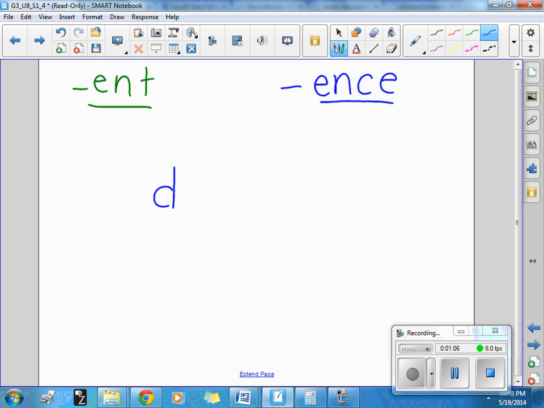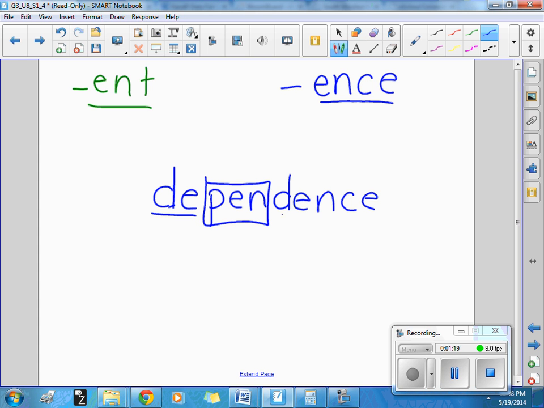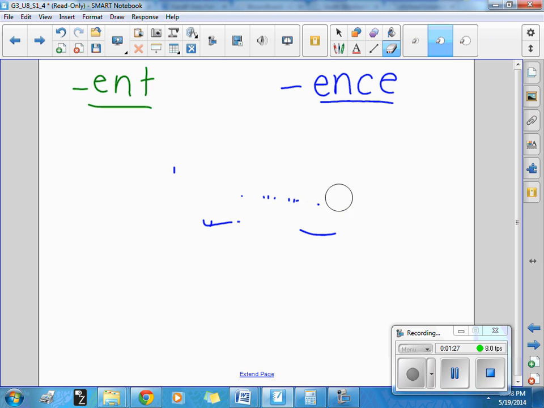D, puff, puff, and dense. Dependence. D, here's the word pen, and here's our ending, dense. D-E-N-C-E. Let's erase and try absence.